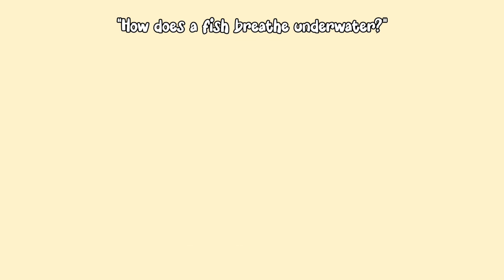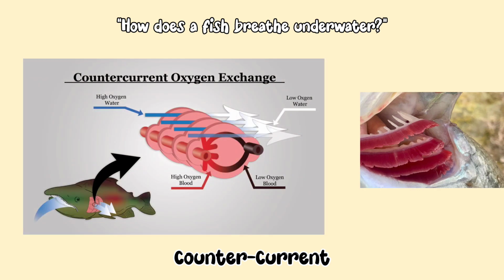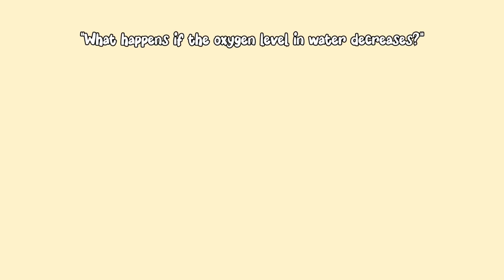And here's the clever part. Gills work using something called counter-current exchange. That means blood in the gills flows in the opposite direction of the water passing over them. This ensures the fish can extract the maximum possible amount of oxygen, even when levels in the water are quite low.